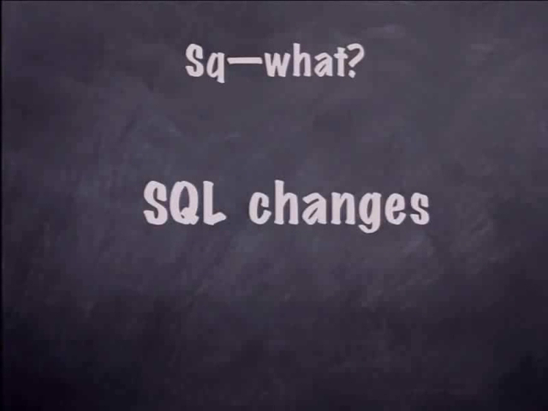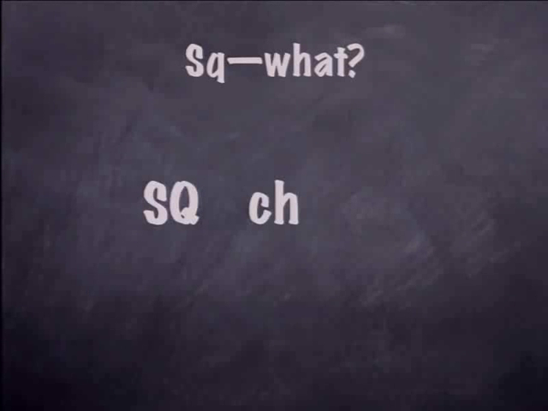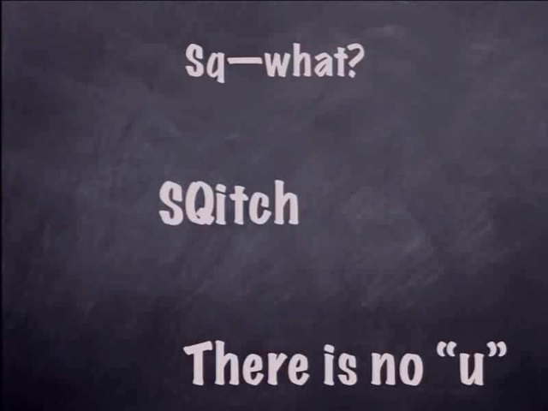So you might be wondering, what? Quickly, how I came up with the name: I was thinking about SQL change management, and what could I get out of that? So I started with just calling it Sqitch like this. I thought, well, it might be nice to have something in the middle. What if we stuck a VCS in there? I'll just dump the G and push it all together. That's why it's called Sqitch. There is no U in this word. It's not Sqitch.